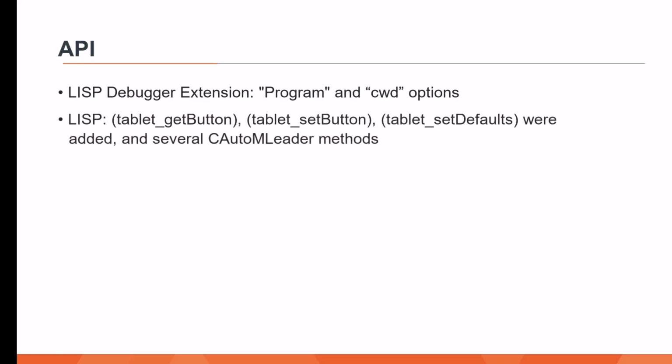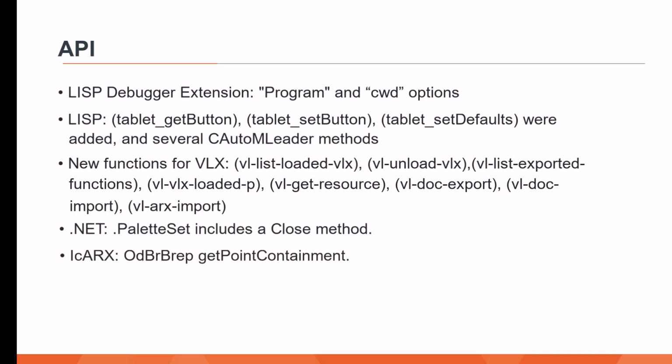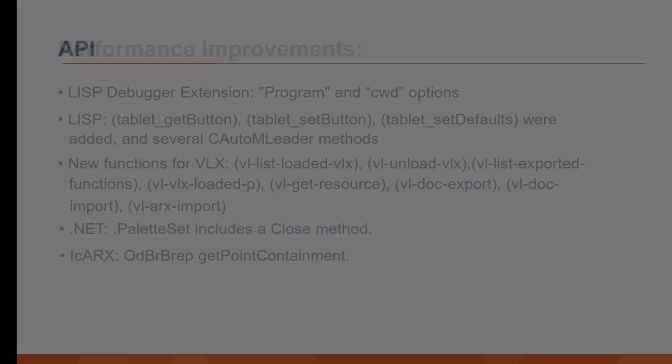Next, I would like to highlight some API enhancements. For the Lisp Debugger extension, you can now use the Program option to specify the path to IntelliCAD and the CWD option to define the working directory. Tablet functions like Tablet Get Button, Tablet Set Button, and Tablet Set Defaults were added to the Lisp, as well as several CAutoMLeader methods. Also, new functions for VLX were added. For the palette set component, a new close method was included, and the getPointContainment method was implemented.